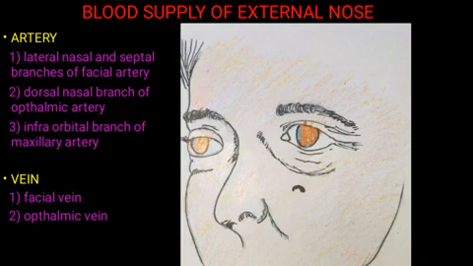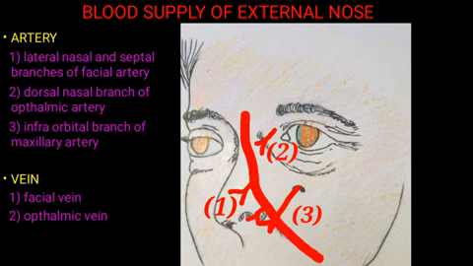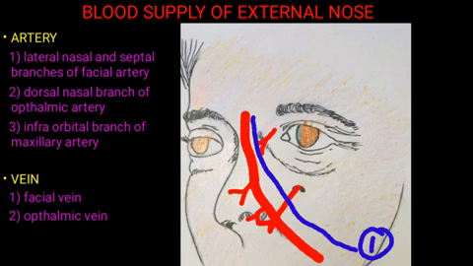Now, coming to the blood supply of the external nose. It is supplied by the lateral nasal and the septal branches of the facial artery in its lower part, the dorsal nasal branch of the ophthalmic artery in its upper part and the infraorbital branch of the maxillary artery in its intermediate part. The venous blood is drained by the facial vein and the ophthalmic vein.